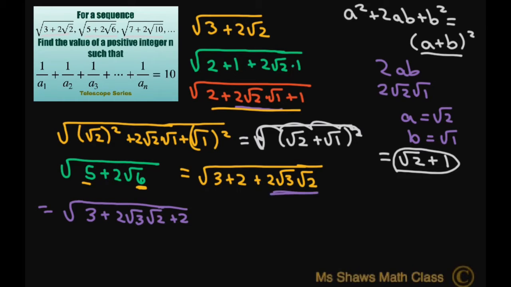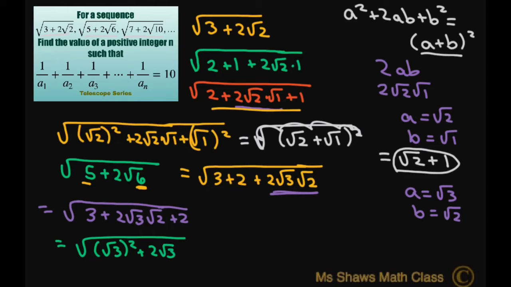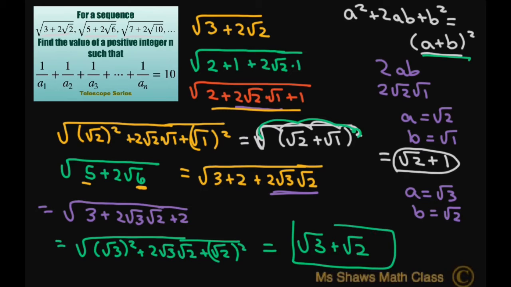Now, looking at that, that means my a is square root of 3. My b is going to be square root of 2. So now I can write this as square root of 3 squared plus 2 square root of 3 times square root of 2 plus square root of 2 squared. And this is going to equal square root of 3 plus square root of 2, using the same properties, and the square root goes away. So now we have this one. So we're going to be comparing these two here.